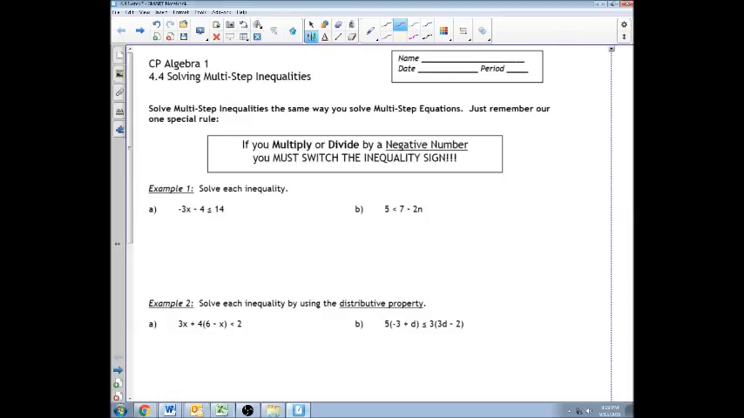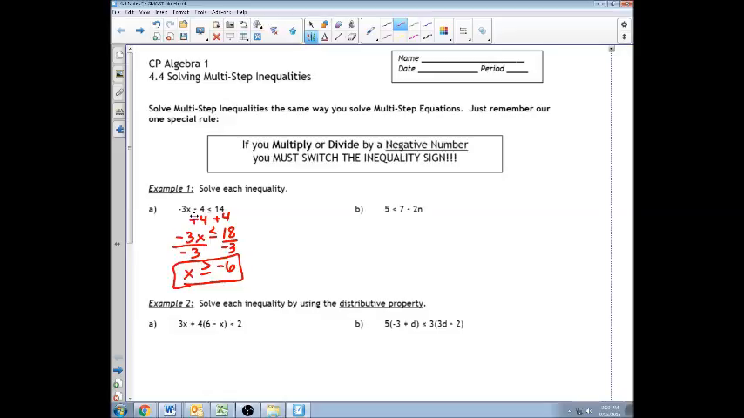So let's look at A. We're going to go first step, add 4. That would leave us with negative 3x is less than or equal to 18. Go ahead and divide by negative 3. So x, remember when I divide by a negative, I have to switch my sign, will be greater than or equal to negative 6. Okay?